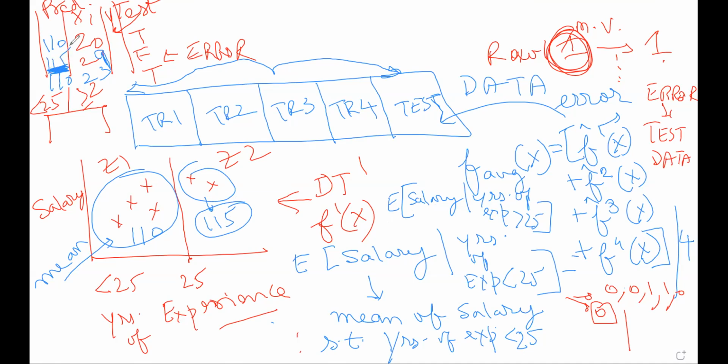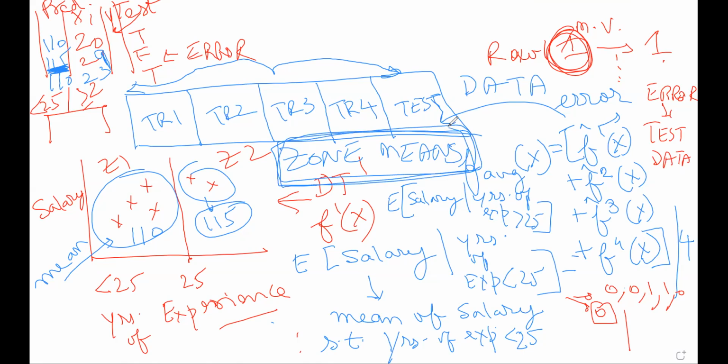So that's it. That's my simple logic. What am I going to take as the predicted values? The predicted values are the zone means. Remember this. Do remember this, please. So predicted values are the means of the zones. Zone mean is the predicted value. Is it okay? This is clear to you? So for decision tree 1, the zone means are coming as 110 and 115.